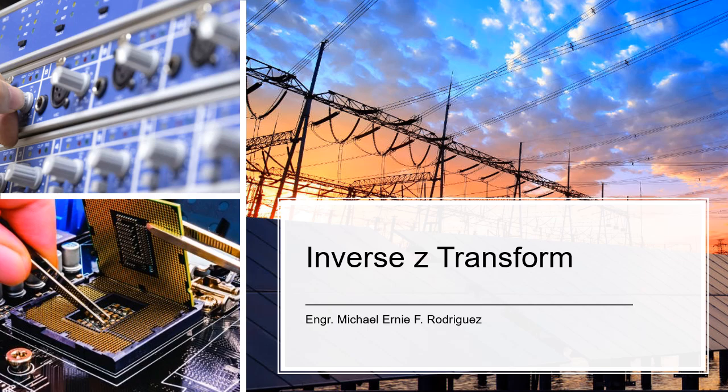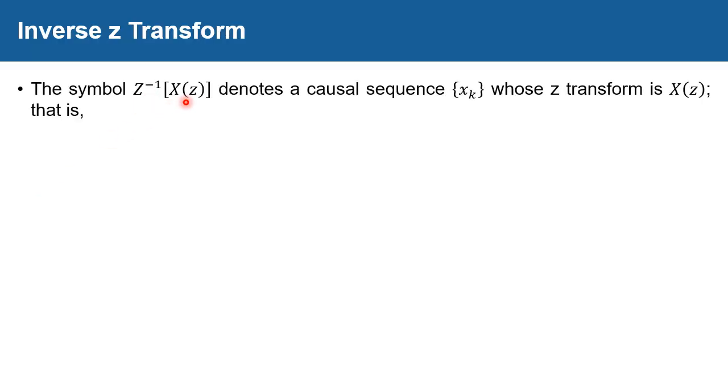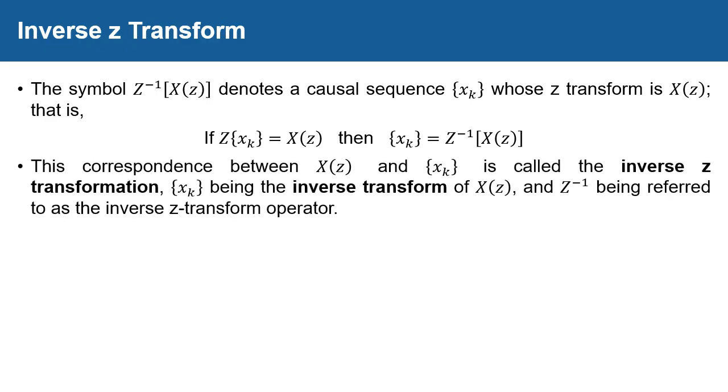Good day everyone. Today we'll discuss inverse Z transform. This symbol denotes a causal sequence x(k) whose Z transform is X(z). That is, if the Z transform of x(k) is equal to X(z), then x(k) is the inverse Z transform of X(z). This correspondence between X(z) and x(k) is called the inverse Z transformation, x(k) being the inverse transform of X(z), and Z raised to negative 1 being referred to as the inverse Z transform operator.